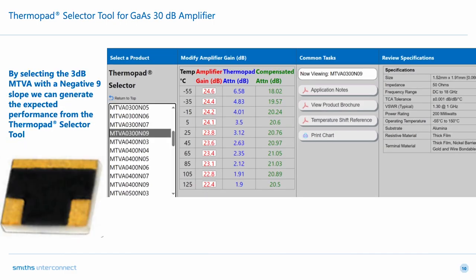So by selecting the 3 dB MTVA -9, you see it pictured down in the left-hand corner, from our thermopad selector tool, it gives what the amplifier gain is in conjunction using the thermopad and the compensated attenuation. It also gives some specifications about the component, a quick summary of what the frequency is, the sizes, power handling, operating temperature. And there's also a few links in the ThermoPad tool, which we'll go over later on as well.